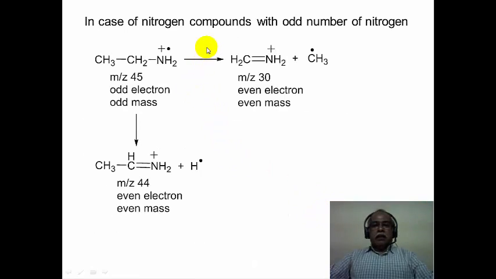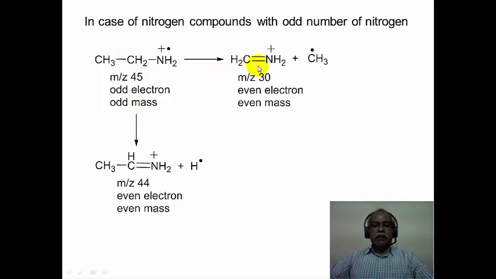Suppose in case of nitrogenous compound where there is an odd number of nitrogen, take the example of ethylamine cation radical. Because of the presence of nitrogen, the mass is odd, but the molecular ion is also an odd electron molecular ion. So both the mass as well as the electron count are odd in this particular case. When a fragmentation takes place, in this particular case there are two types of fragmentation that can take place.